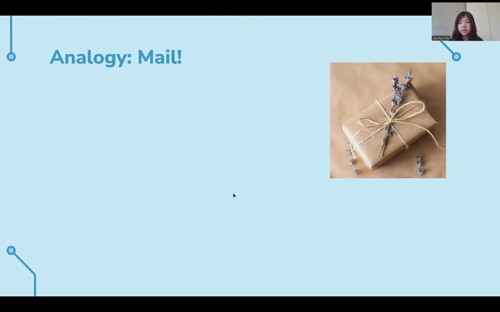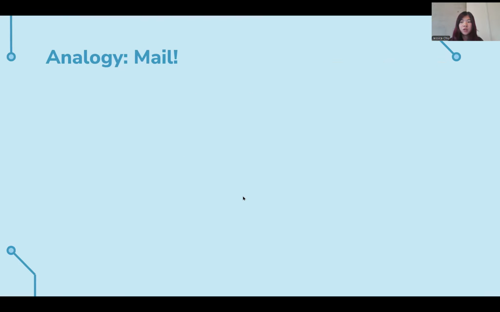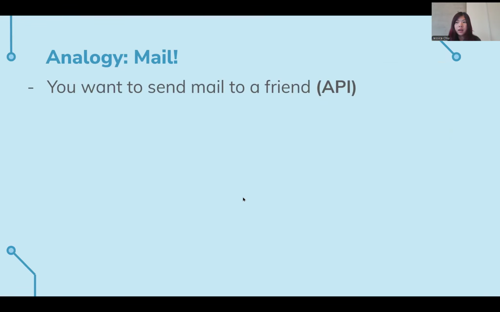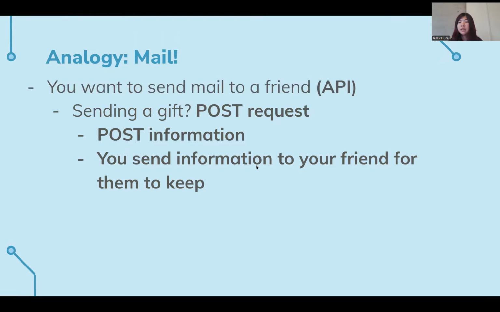A second analogy in terms of mail is, let's say you want to send a gift to your friend. To do so, once again, you need their address and you need the gift you want to send them. So what type of request is this? Once again, your friend is the API, and instead of a GET request, we're doing a POST request, because posting basically means you're sending data to the server, or again, in this case, your friend. You are posting the information, which basically means you're sending the information to your friend for them to keep.